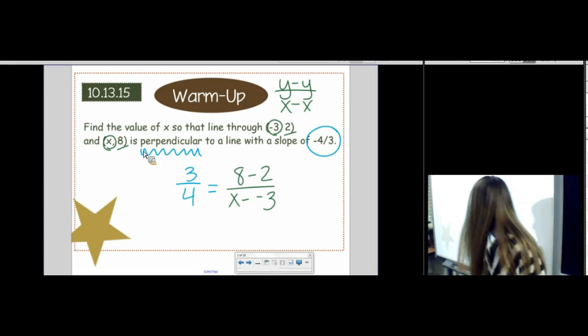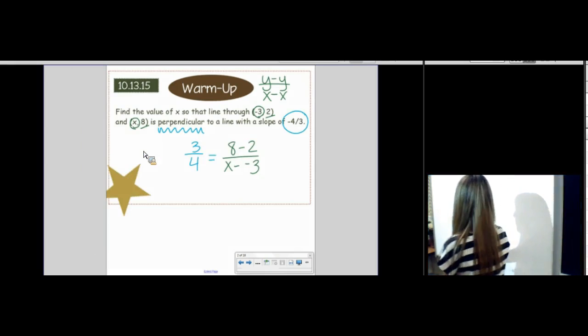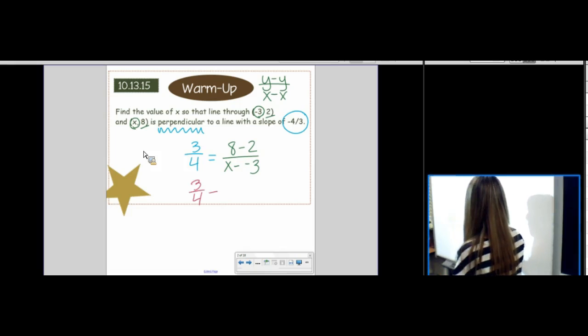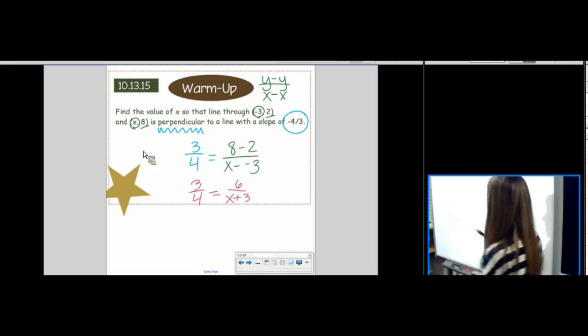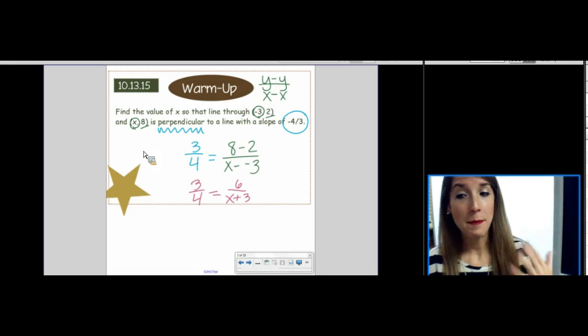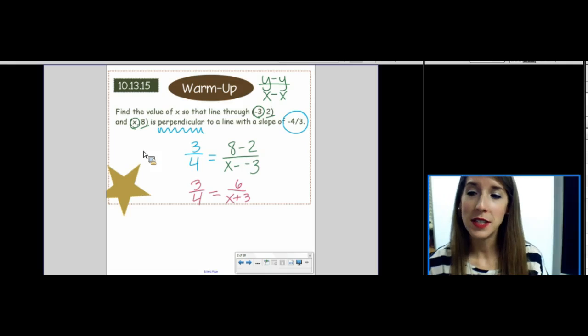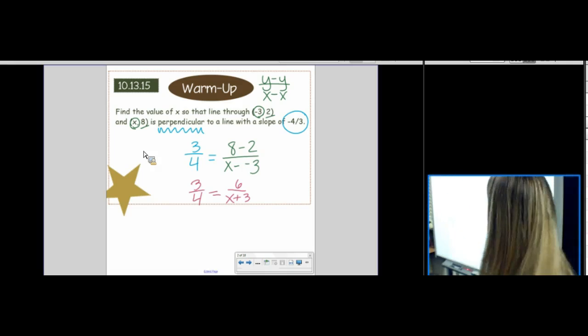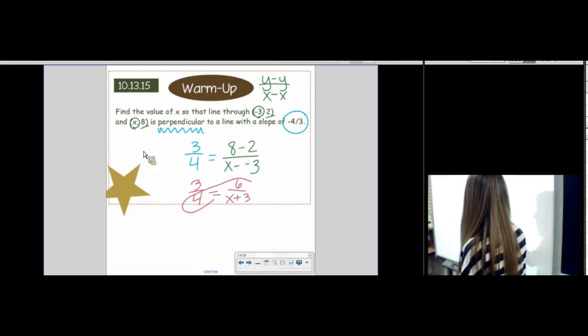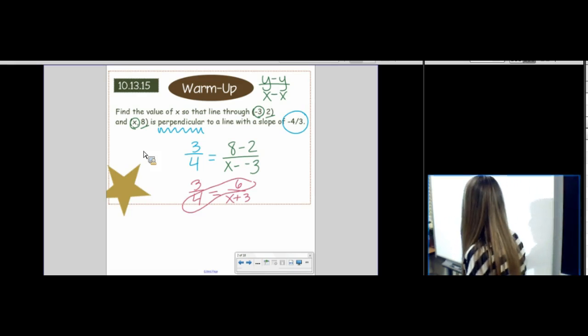So let's clean it up. 3/4 equals 6 over x plus 3. You might be able to just see the answer. 3 times 2 is 6. 4 times 2 is 8. I need to make the denominator equal 8. But if you can't just see the answer, then you are more than welcome to cross multiply.